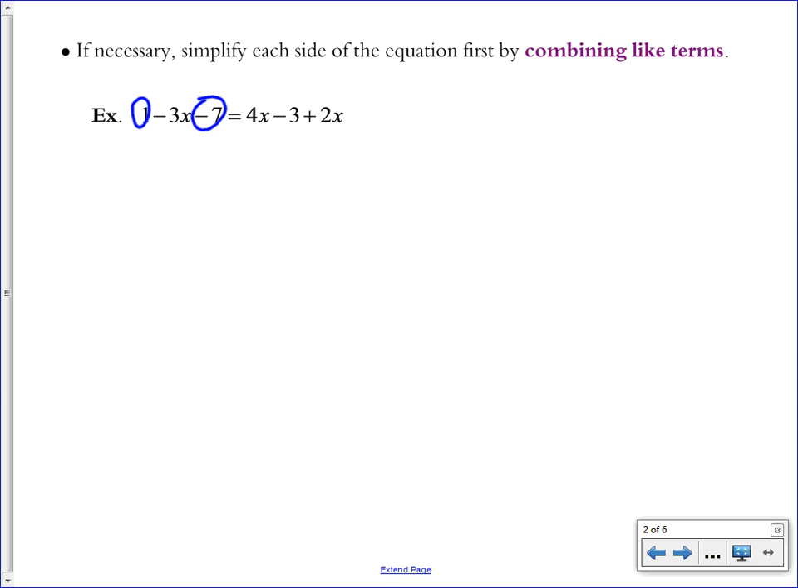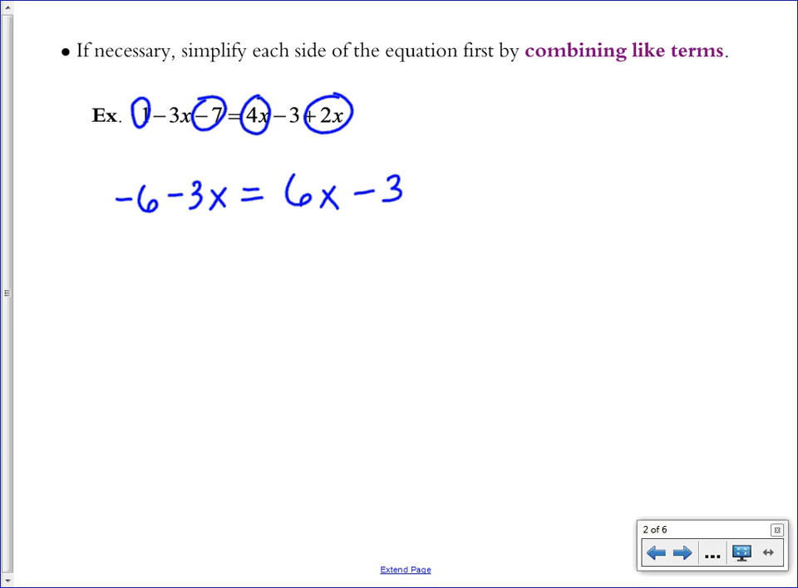On the left side of the equation, then, I can simplify this to negative 6 minus 3x, because 1 take away 7 is negative 6. Notice I didn't touch the minus 3x yet. I'm going to leave that alone for now. Bring down the equal sign. On the right side of the equation, the like terms that I see are this 4x going to be combined with this positive 2x because they both do have an x with them. 4x plus 2x is 6x, and then I have a minus 3.